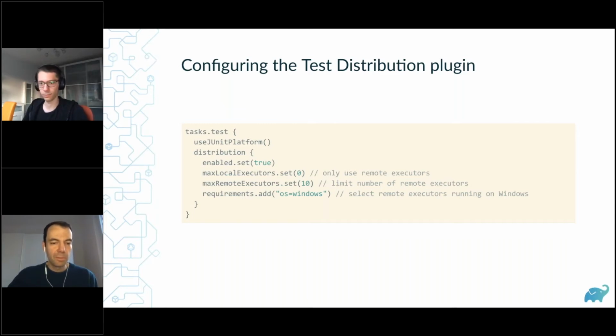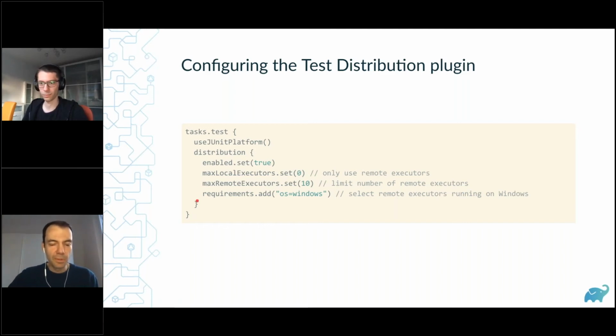Then you have the possibility to restrict the number of local and remote executors. So by default, max local executors is equal to the max parallel forks count that I've shown earlier. So if you, for example, only want to use remote executors, you can set it to 0. And the same holds true for the remote executor setting. By default, it's unrestricted. So it's only restricted by the number of agents that are connected to Gradle Enterprise. If you know you don't have to use more than 10, for example, you could set it like this.